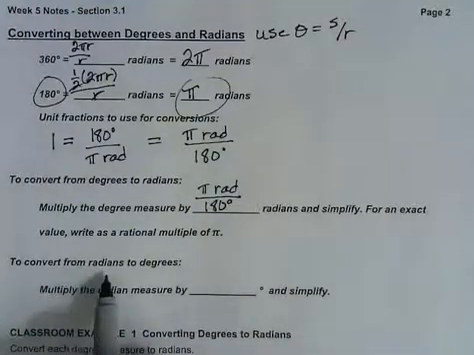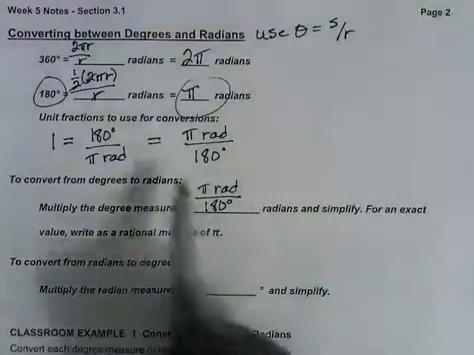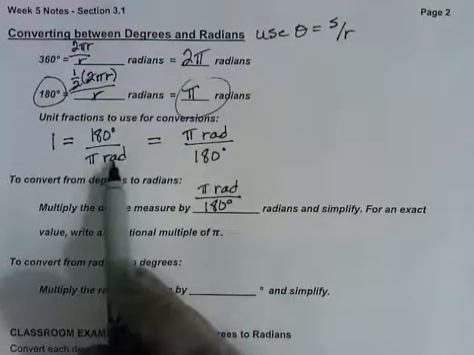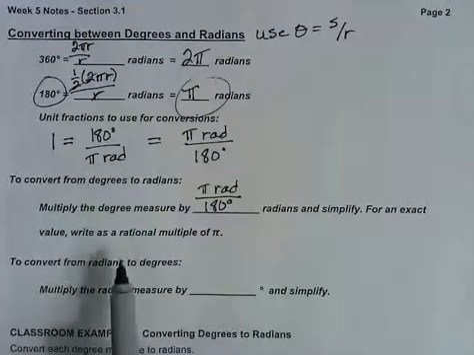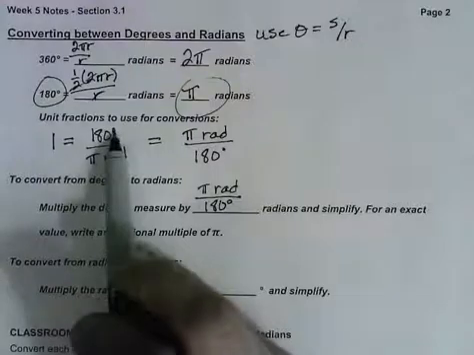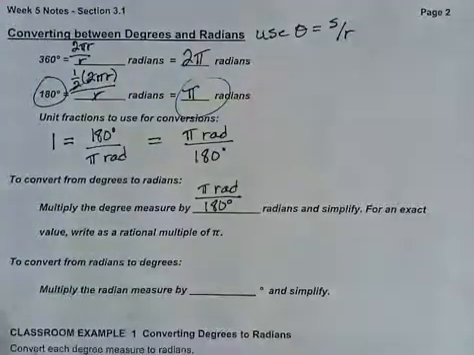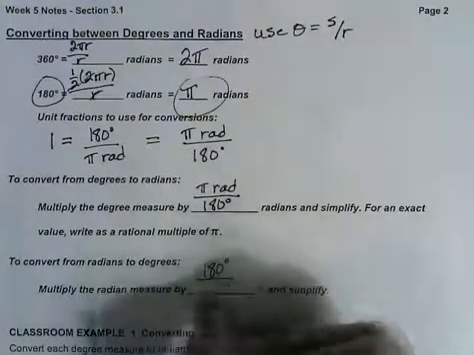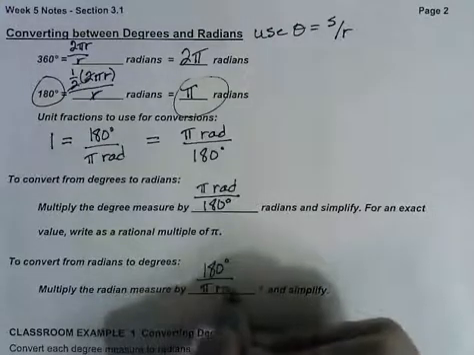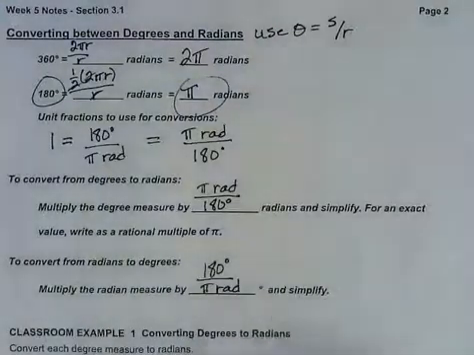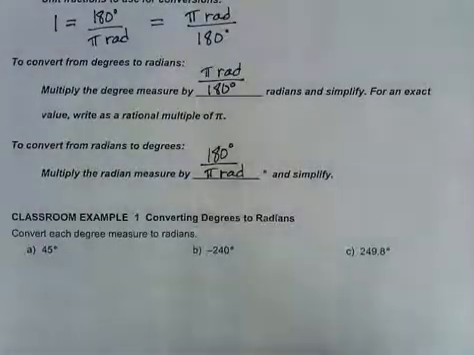If we're going the other direction from radians to degrees, then we're going to use the other unit fraction, because in this case we want the radians to cancel out and we want to end up with the degrees on the top so that that's our unit. Going this way, we would multiply by 180 degrees over pi radians and simplify. Let's do a few examples of this.